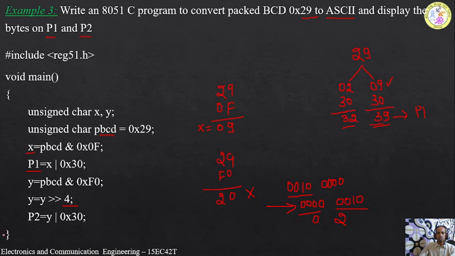And again 32 will be sent to P2. Therefore P2 will contain the number 32, and that number will be displayed on P2. 39 is displayed on P1 and 32 is displayed on P2. So this is how we can convert packed BCD into ASCII code.